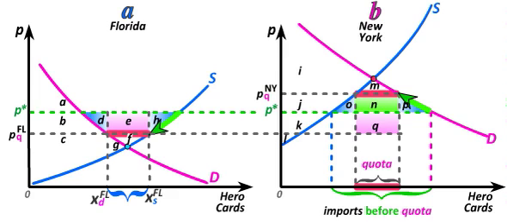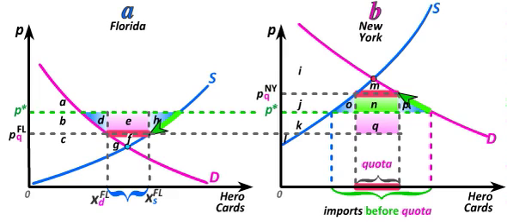But now exporters will be able to buy at the low Florida price and sell at the high New York price, therefore earning profit that's equal to the difference between the prices times the import quota. This is equal to area N plus Q, or equivalently to area N plus E.